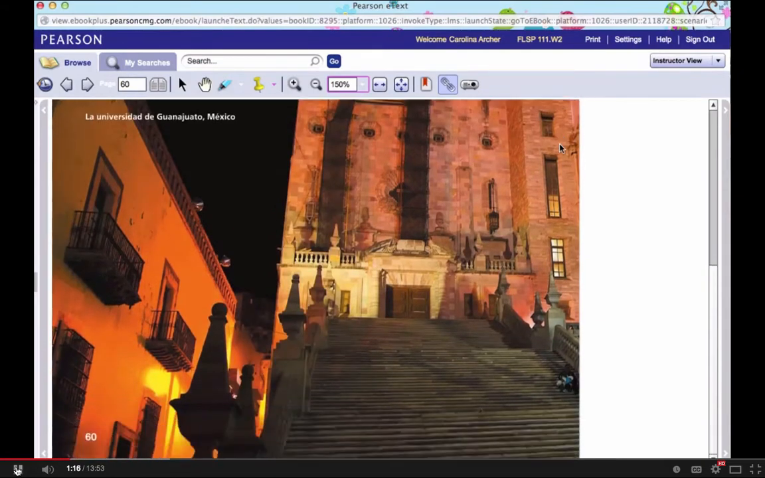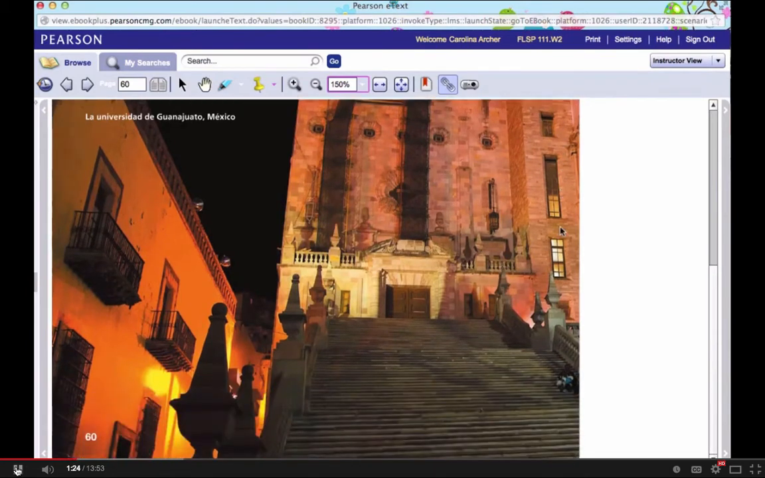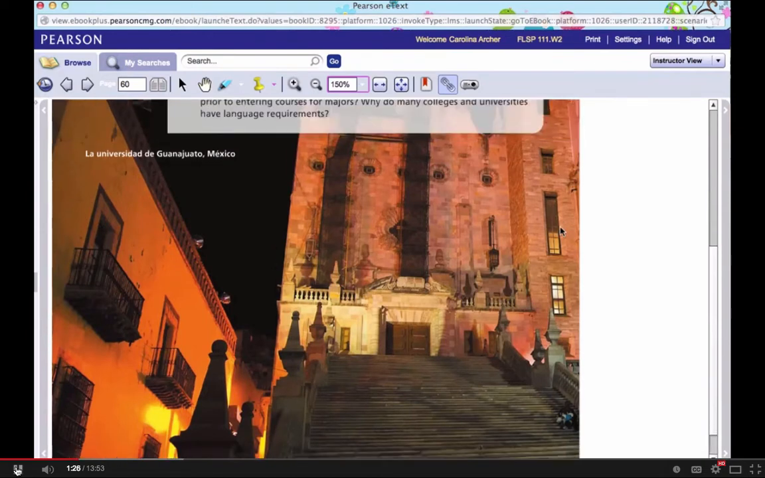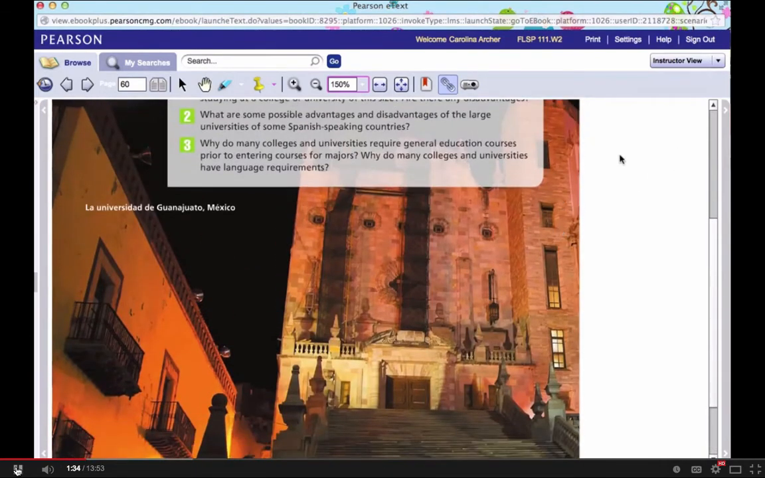Here in the first page you have La Universidad de Guanajuato in Mexico. It's one of the oldest ones, really beautiful. I haven't been there, but I would like to. But it's a very old building, very beautiful building, huge. So we're going to go ahead and start.